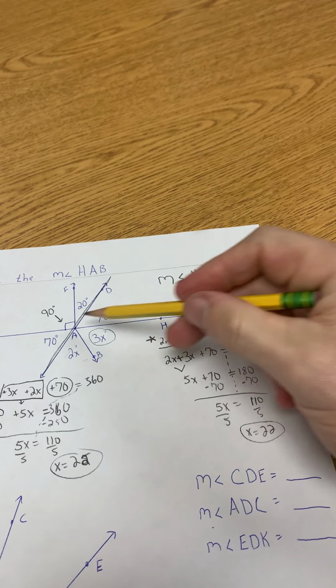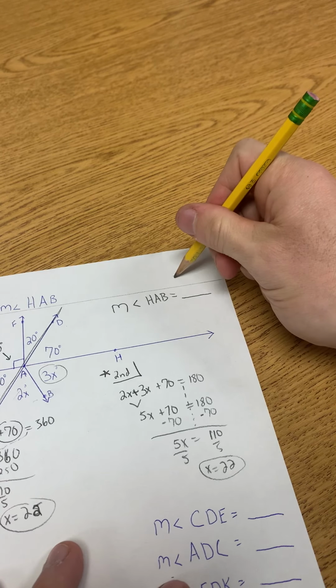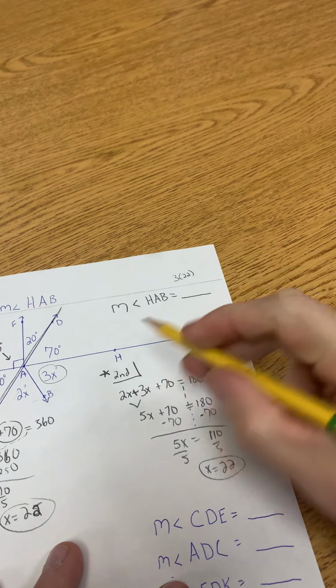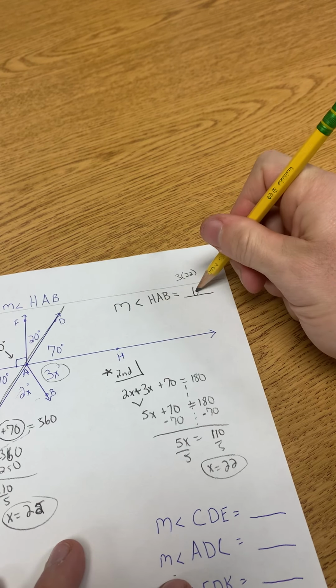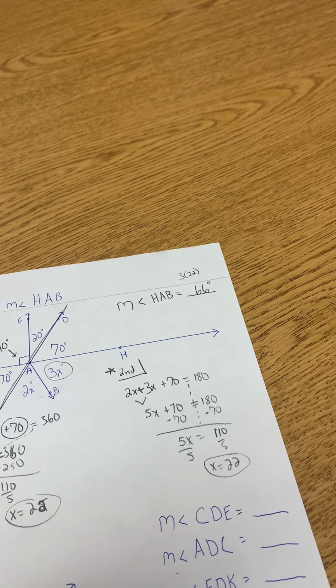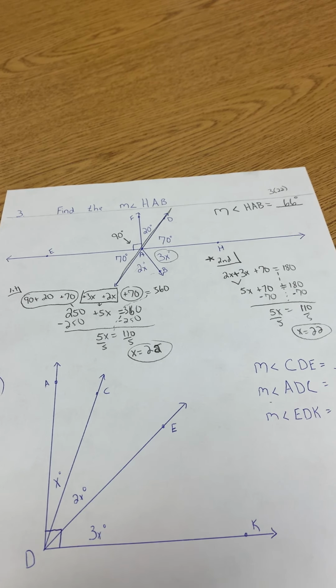Well, here's HAB, which is 3x. So what do I need to do to find it? I'm going to say 3 multiplied by 22, because my x is 22. So now that leaves me with 66. 66 what? Degrees. So there's 2 ways to solve number 3.